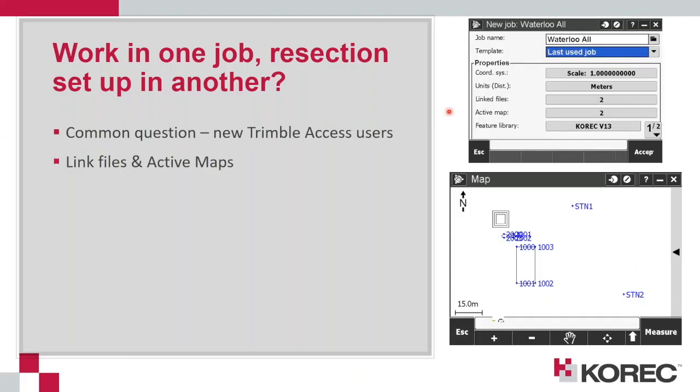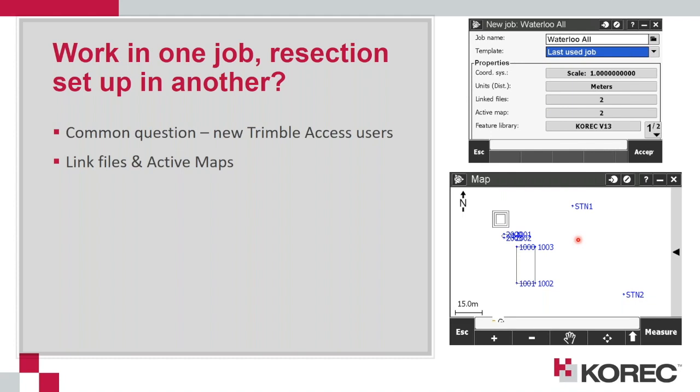Well, this kind of question we get asked quite frequently, and it relates to how, particularly for setting out, you link your control and setting out data to your work job. In Access, typically we use link files and active maps to link and unlink the data that we're going to work with to the active job that we've got open. We do our station setup within that job and then link and unlink as needs be, shown by the dialog here and the data on the map screen.